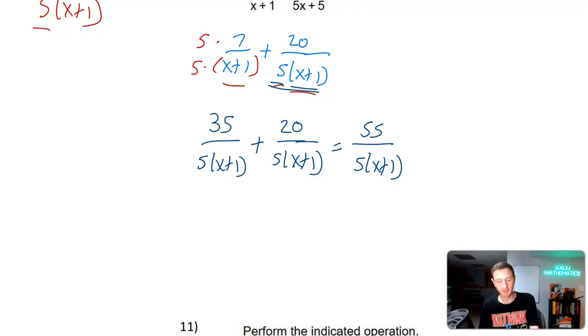55 over 5 is 11. Simplifying 55 and 5, 5 goes in 5 once, and 5 goes in 55 11 times. So it's 11 over x plus 1.